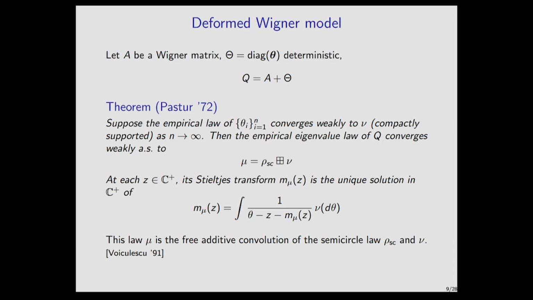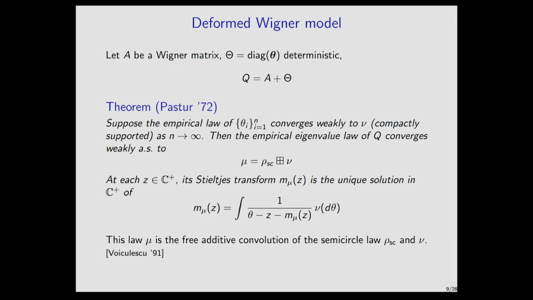The first thing I want to review is that if asymptotically the distribution of diagonal entries of theta converges weakly to some limit measure nu, then the spectral distribution of this matrix Q converges also to a limit. This was shown by Pastur in 1972. This limit is a special case of what's now called the free additive convolution of the semicircle law with this limit nu, that was developed by Voiculescu in '91.